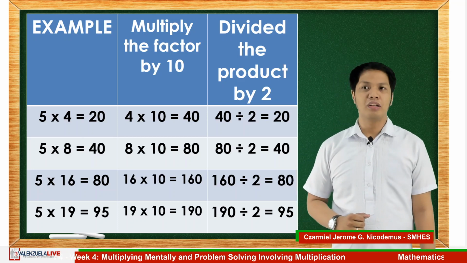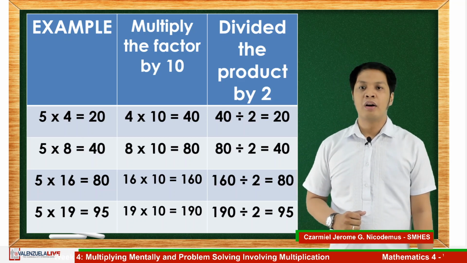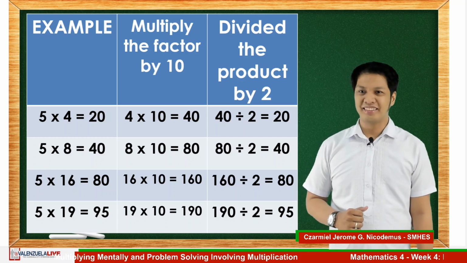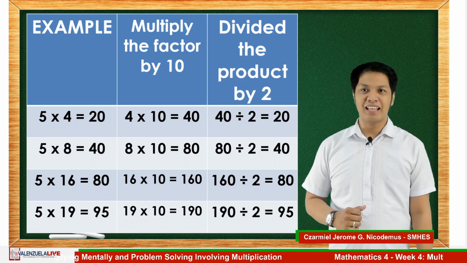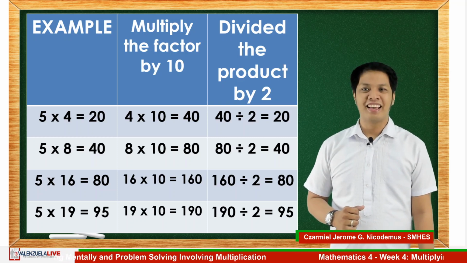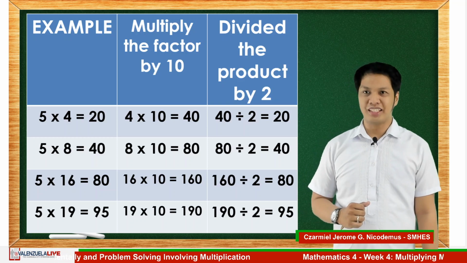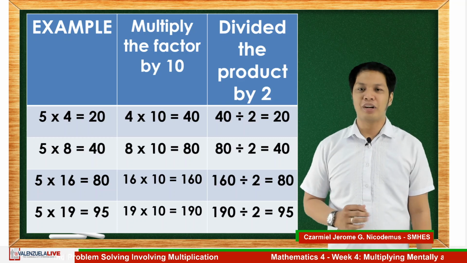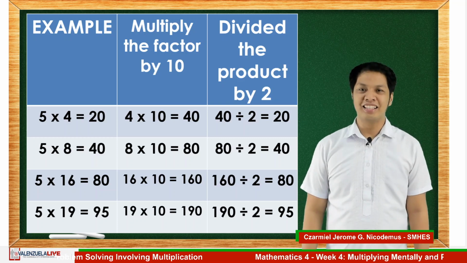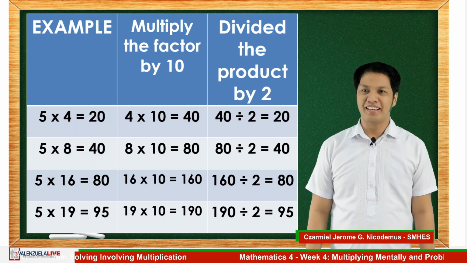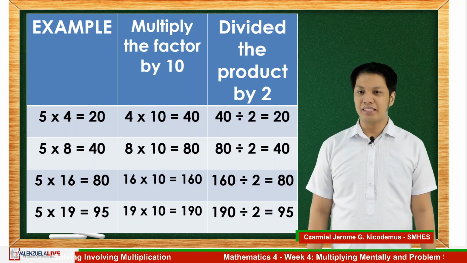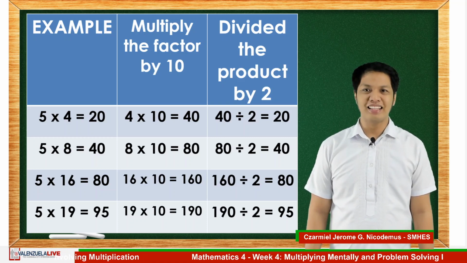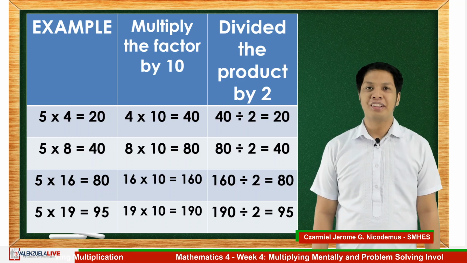For our examples, 5 times 4, 4 times 10 is equal to 40. 40 divided by 2 is 20. 5 times 8. 8 times 10 is equal to 80. 80 divided by 2 is 40. 5 times 16. 16 times 10 is equal to 160. 160 divided by 2 is equal to 80. Next, 5 times 19. 19 times 10 is equal to 190. 190 divided by 2 is equal to 95.